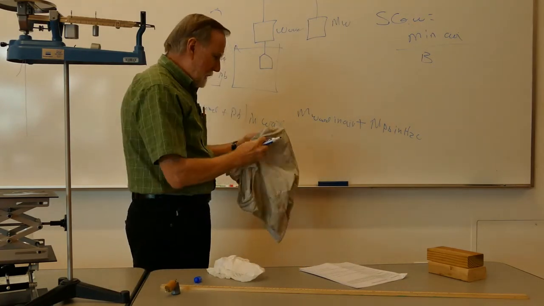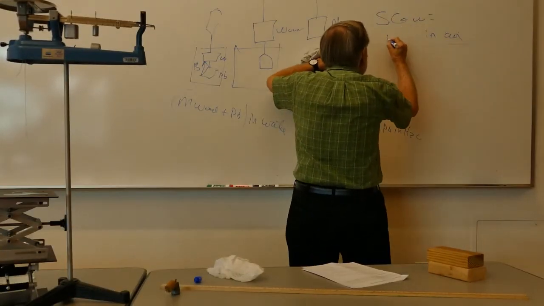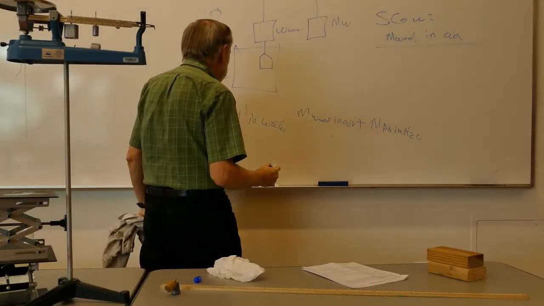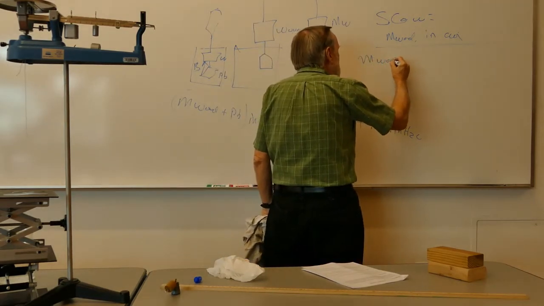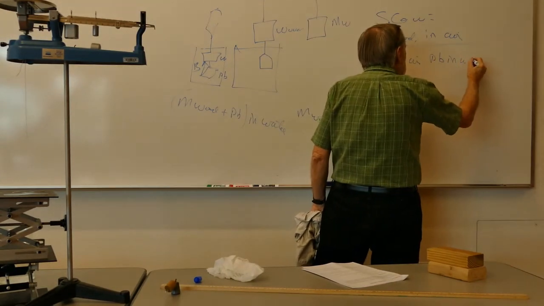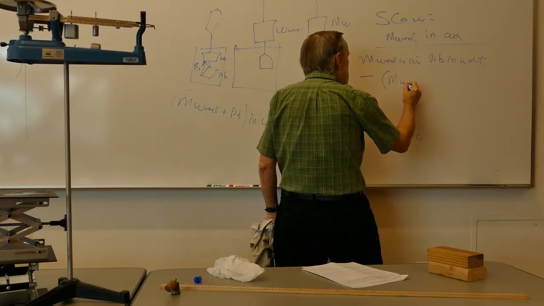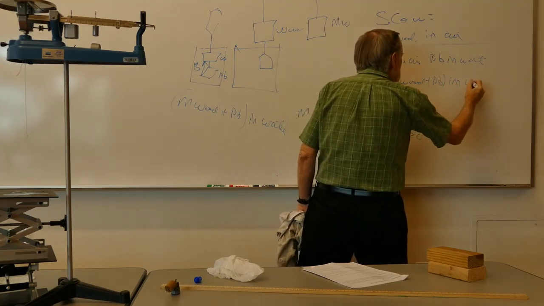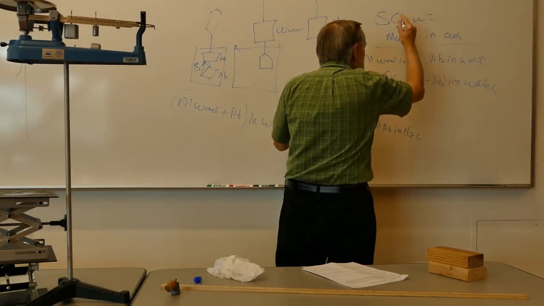So if we take the mass in air, that's the mass of the wood, and divide by the mass of the wood in air and the lead in water, minus the mass of the wood plus lead in water, that'll give us the specific gravity of the wood.